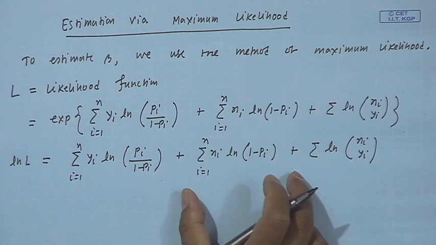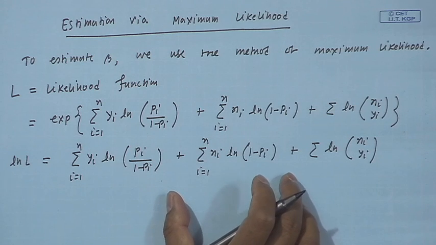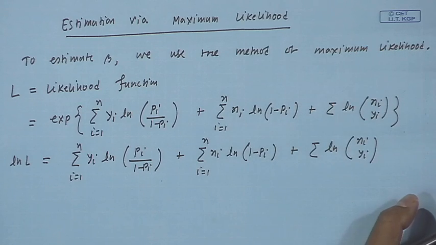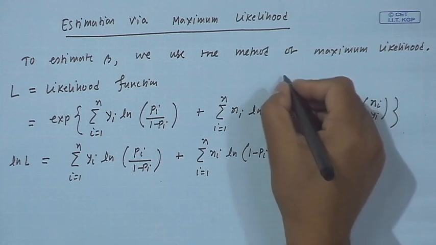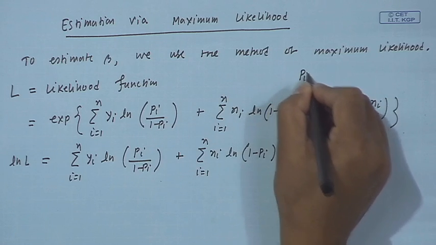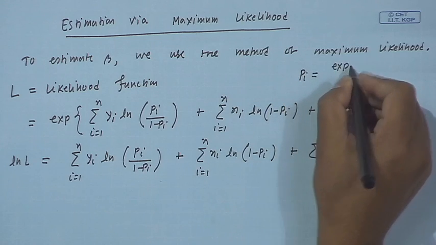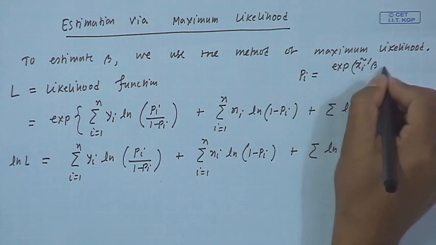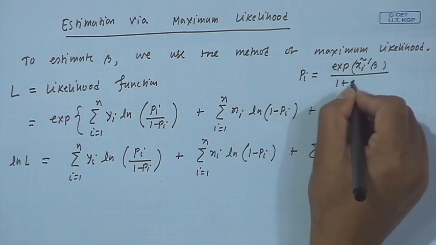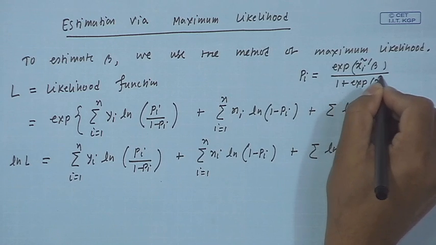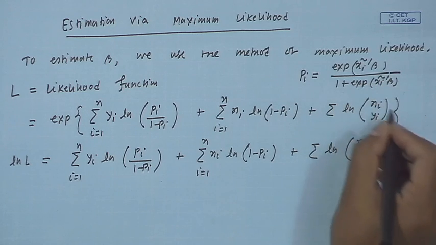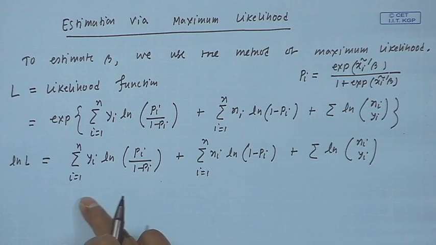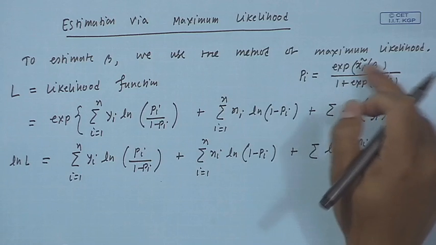Okay. So this is the log likelihood, and now what I want to do is, see, ultimately we have to estimate the parameter beta, and we have to fit this model: p_i is equal to exponential of x_i prime beta divided by 1 plus exponential of x_i prime beta. And then what we will do is write this log likelihood in terms of beta.